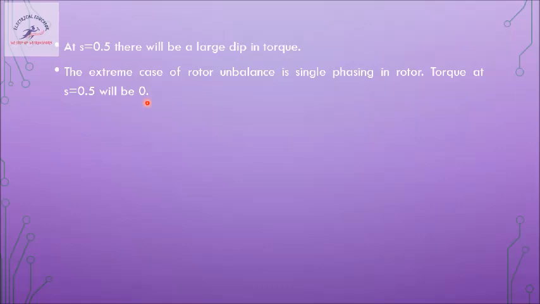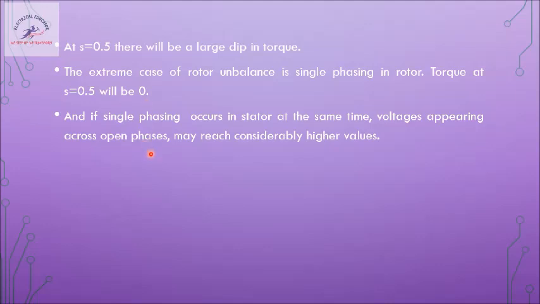Now at the same time, if single phasing also occurs in the stator, the single phasing of stator voltages we discussed in the previous video, then with single phasing on the stator side and on the rotor side at the same time, the voltages appearing across these spaces may reach considerably high values. This will lead to deformation of the rotor and create problems for the rotor circuits. So this is about operation with unbalanced rotor impedances.